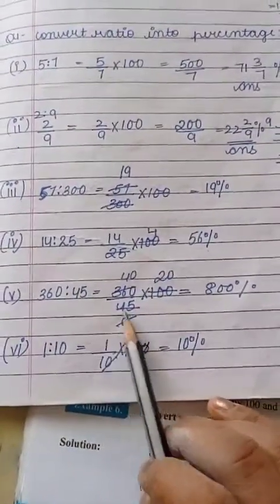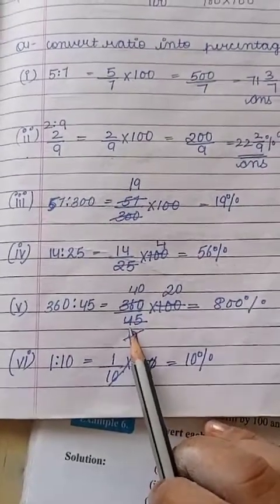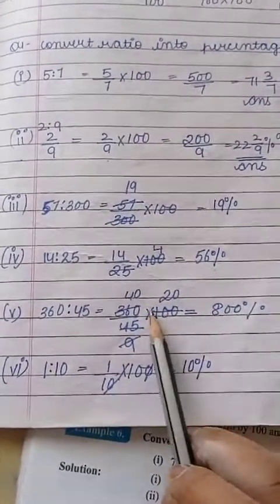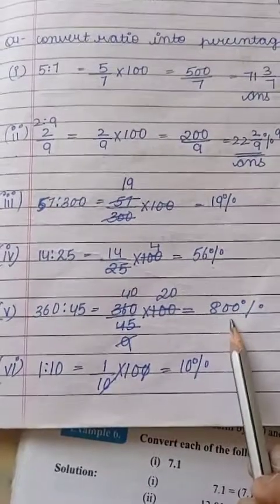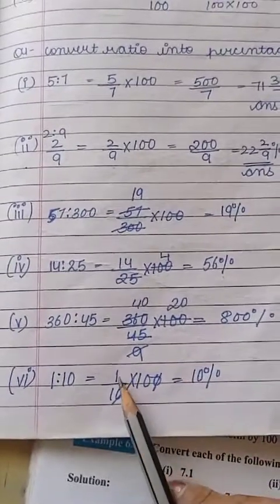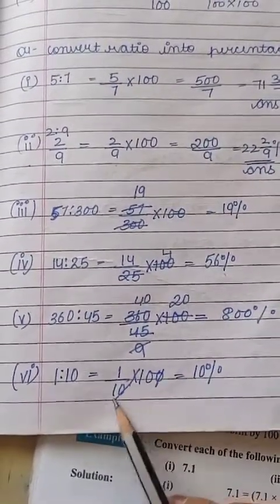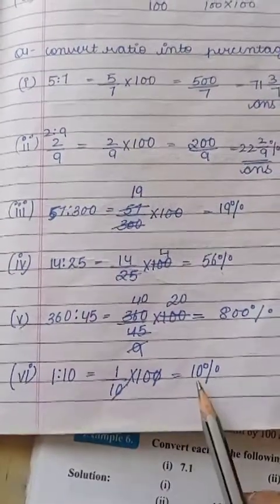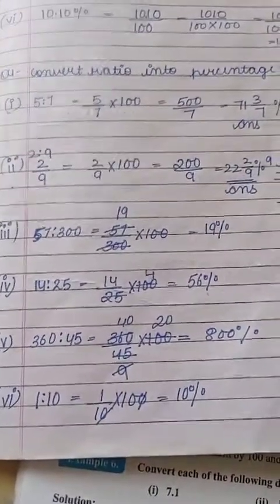Similarly, you can do the remaining parts also. 360/45 into 100. Do the cuttings and your answer is what? 800. 1:10. 1 over 10 into 100. 1 0 will get cancelled. You are left only with 10. So 10% is your answer.